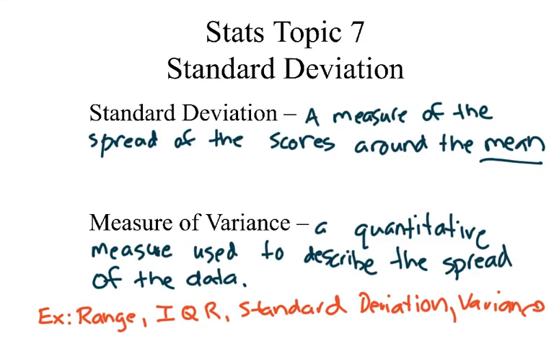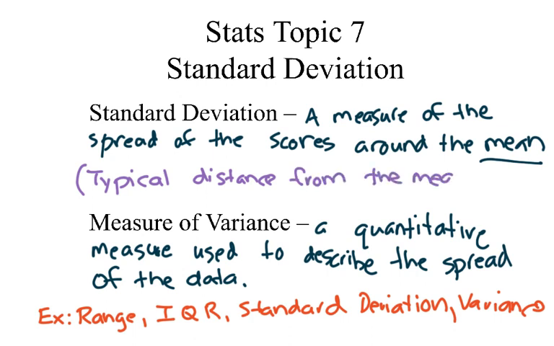Hey guys, so today, topic 7, we're going to talk about standard deviation. So first off, what is standard deviation? Standard deviation is a measure of the spread of the scores around the mean. So it tells you the typical distance from the mean. So on average, how far away are the points from the average?